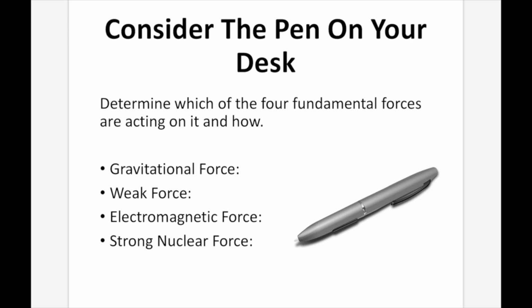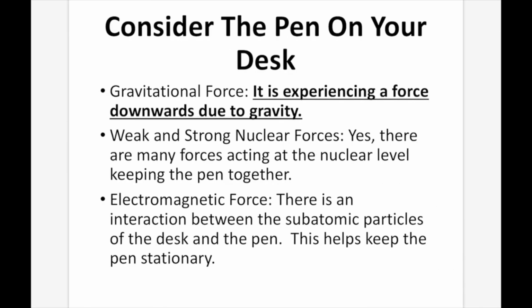So pause the video and list how these four forces are acting on your object right now. Gravitational force. The pen is experiencing a force downwards due to gravity. Weak and strong nuclear forces are affecting the pen because there are many forces acting at the nuclear level, keeping the pen together. And the electromagnetic force is acting because there's an interaction between the subatomic particles on the desk and the pen, also between the molecules within the pen. This helps keep the pen stationary.